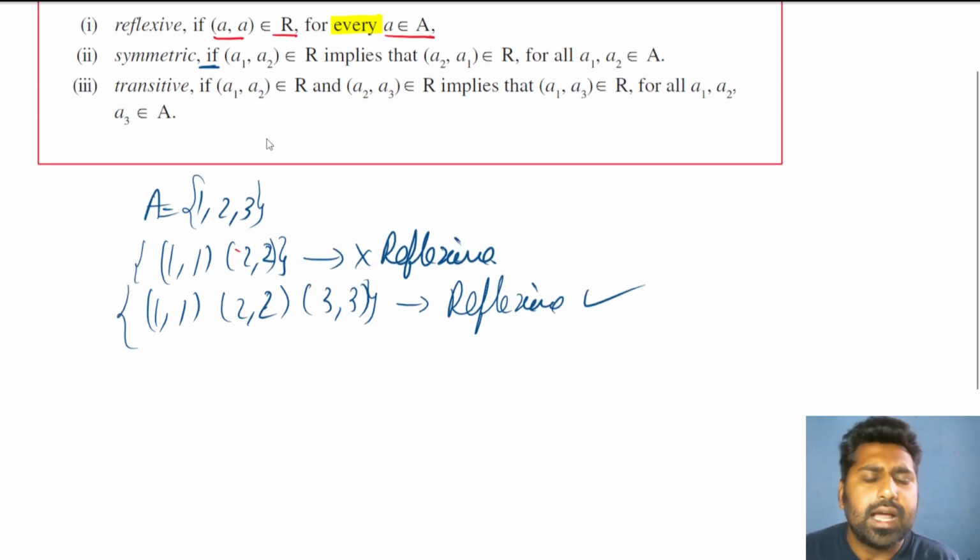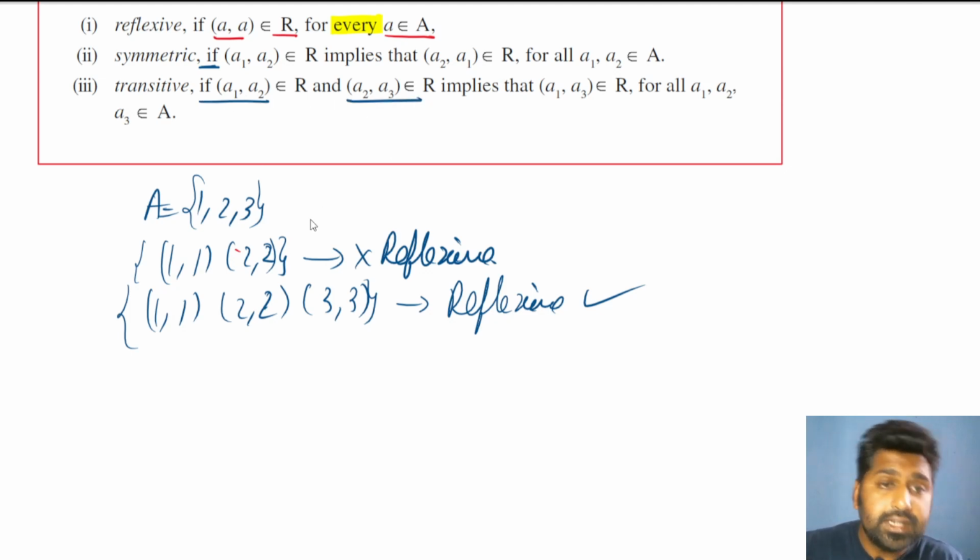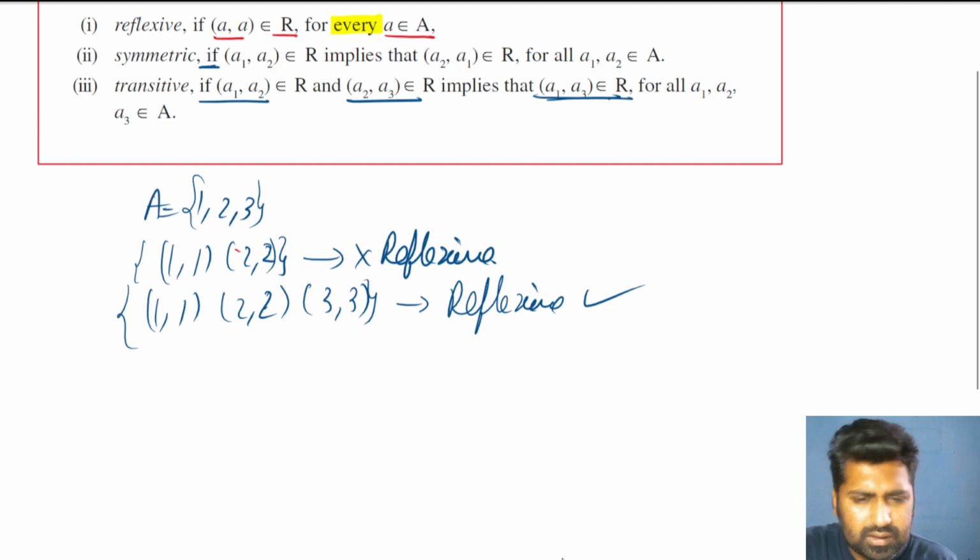And transitive works like this: if (A1, A2) is present and (A2, A3) is present, then (A1, A3) should also be present. Both the second and third kinds of relation don't apply for every element of A. They are implied based on the condition that if (1, 2) is there and (2, 3) is there, then (1, 3) should also be there. Let's understand them better with the help of examples.